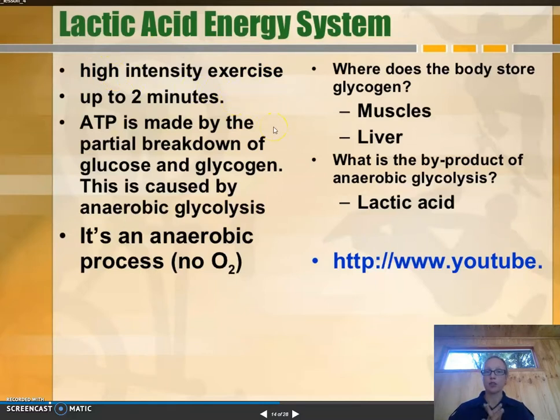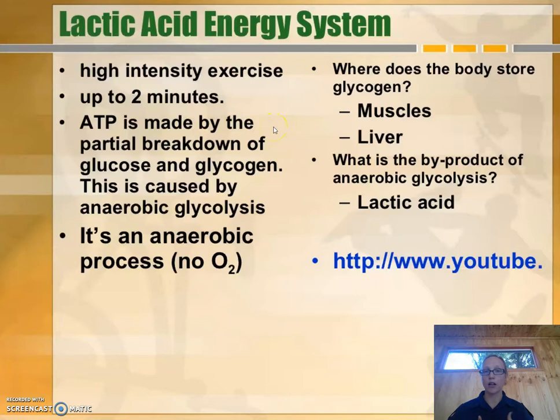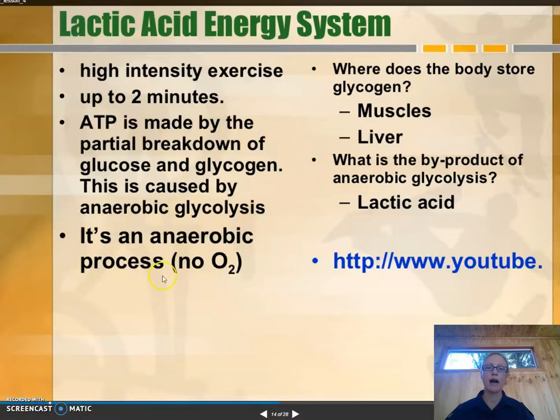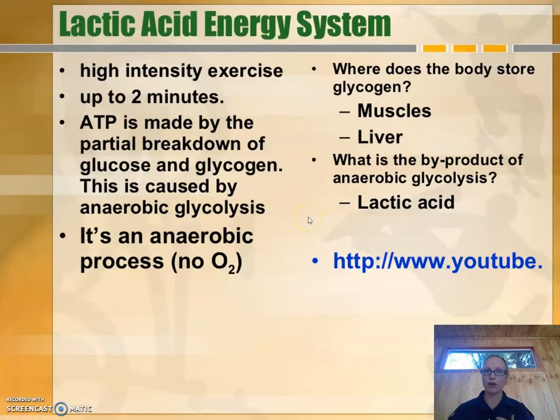ATP is made by the partial breakdown of glucose and glycogen. Glucose and glycogen are simple forms of carbohydrates. That's called anaerobic glycolysis. If you break that down, aerobic means using oxygen, so anaerobic means not using oxygen. So this process does not require oxygen. It doesn't mean we're not breathing, just that the chemical reaction can occur in the absence of oxygen.